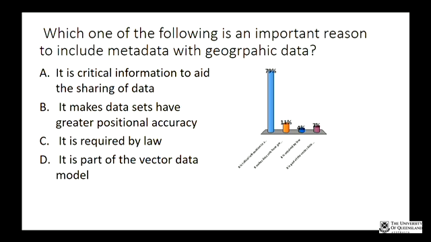So that's right. Most of you've got that right as well. It's information to help sharing of data. So if you've created a data set, then it allows you essentially to tell people what the data's about, where it came from, how accurate it is, and so on.